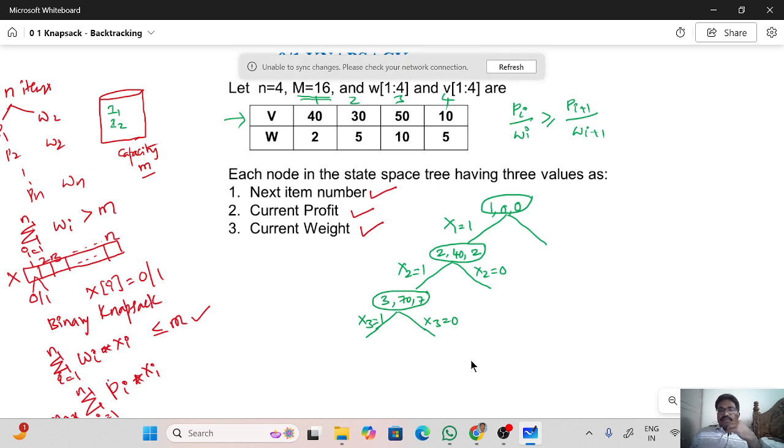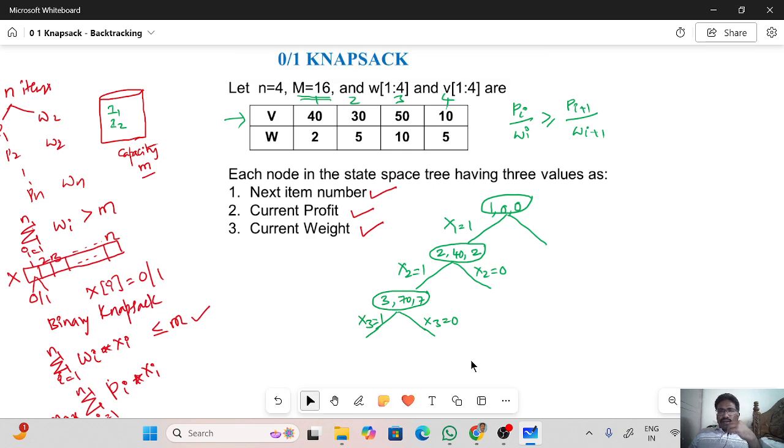So the third item is nothing but... when I am taking the decision about the third item, and the next item is the 4, what is the weight, what is the profit? As of now I am getting 70, and what is the third item profit? 50. So 70 plus 50, 120.